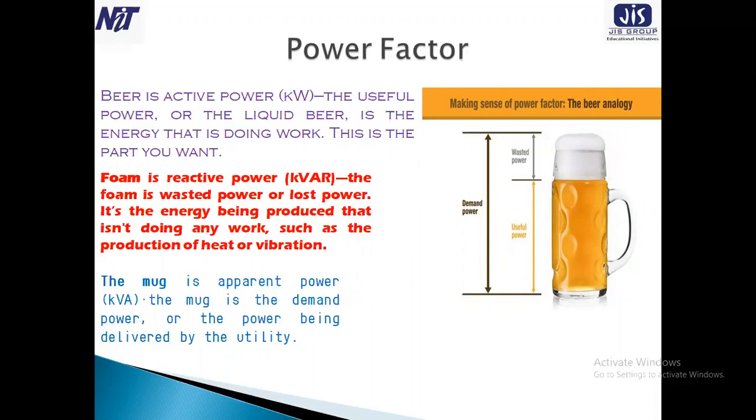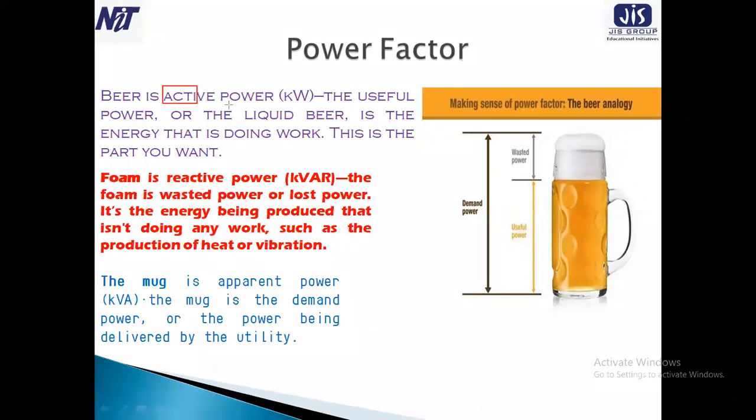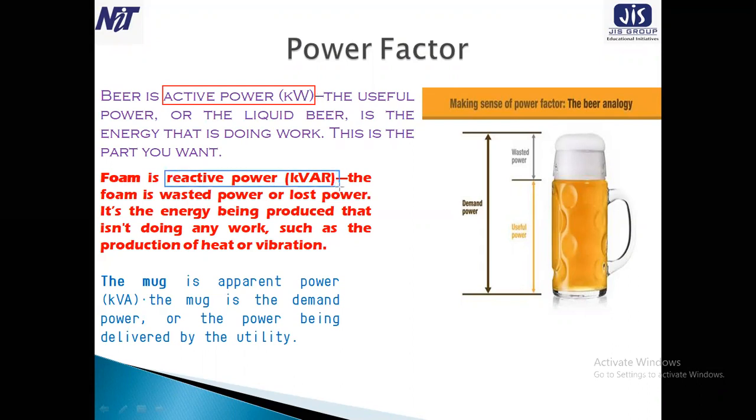Here, the first one is active power, represented by kilowatt. The second one is reactive power, that is kVAR. And the third one is apparent power, that is kVA, kilovolt ampere.